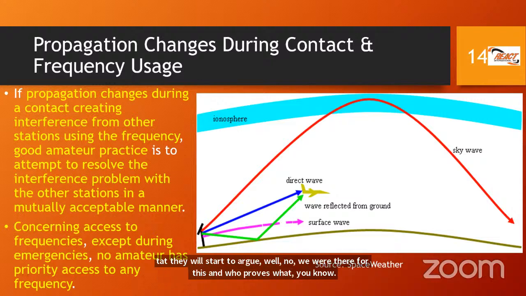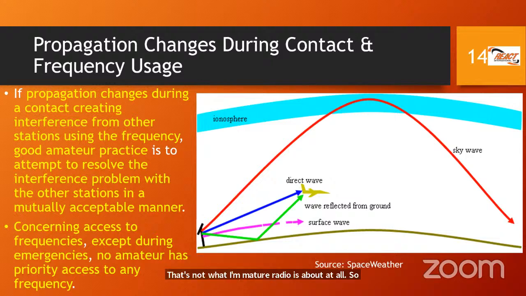So what we do is we decide to cooperate. That is what we must decide to do, to cooperate, be nice to each other, and we work it out. We try together to solve the problem. So that's bullet point number 1. If propagation changes during a contact, creating interference from other stations using the frequency, good amateur practice is to attempt to resolve the interference problem with the other stations in a mutually acceptable manner. I mean, be nice, right? Let's work it out. Let's work together.